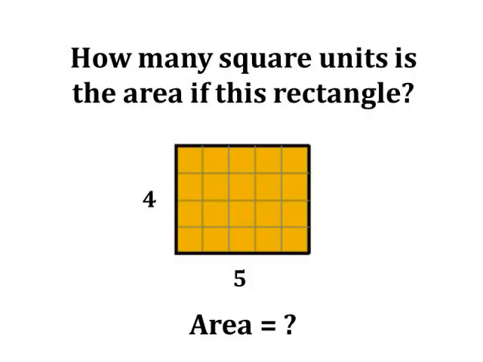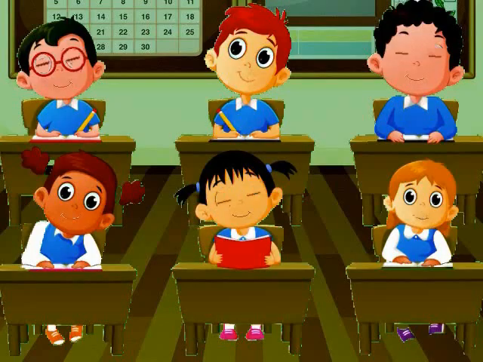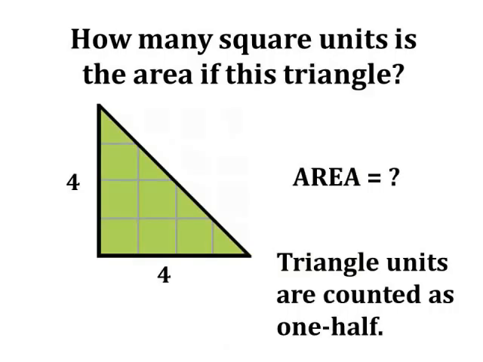Like I said kanina, you can either count or use a formula. Let's count first. 1, 2, 3, 4, 5, 6, 7, 8, 9, 10, 11, 12, 13, 14, 15, 16, 17, 18, 19, 20. There are 20 square units inside the rectangle, so the area is 20. Yes po.